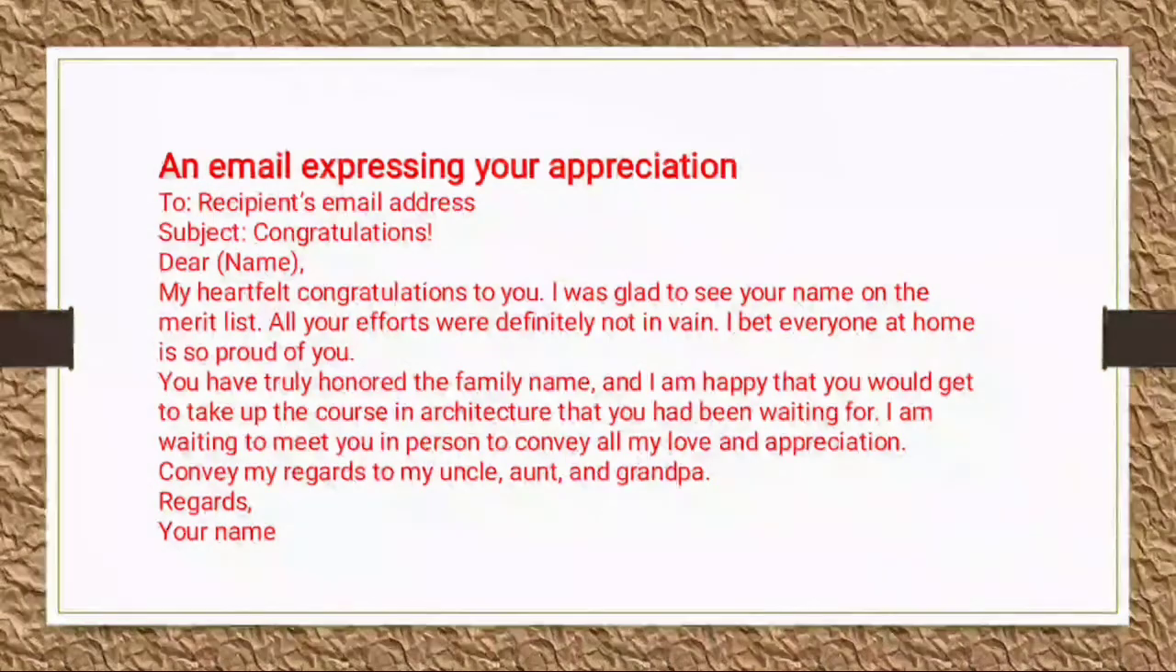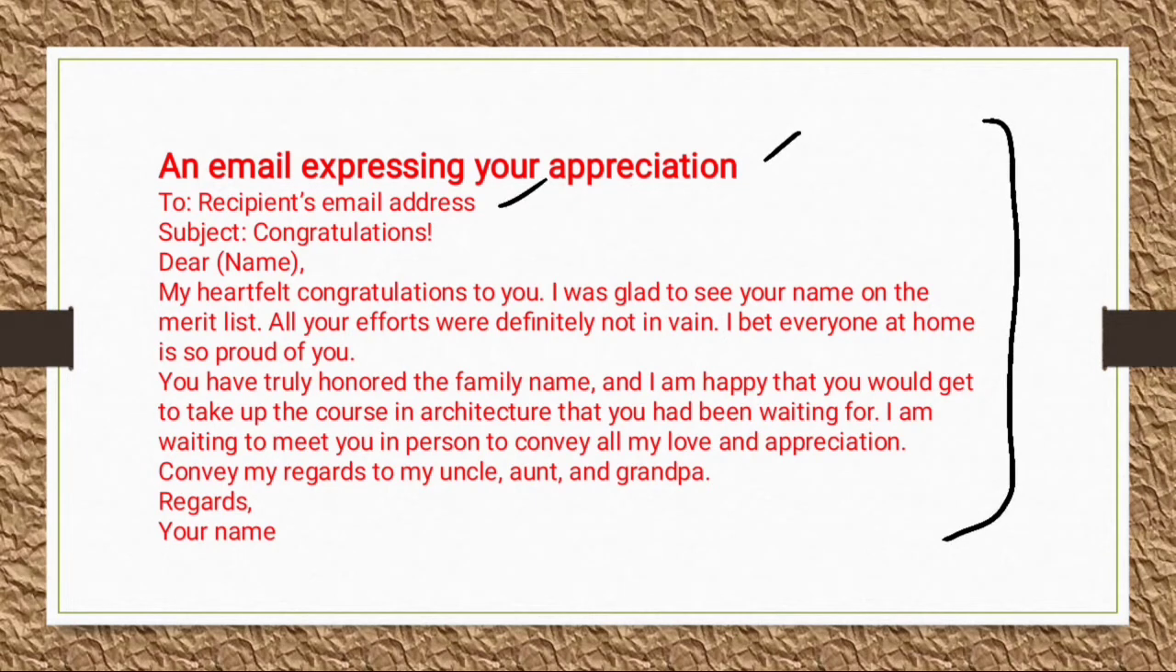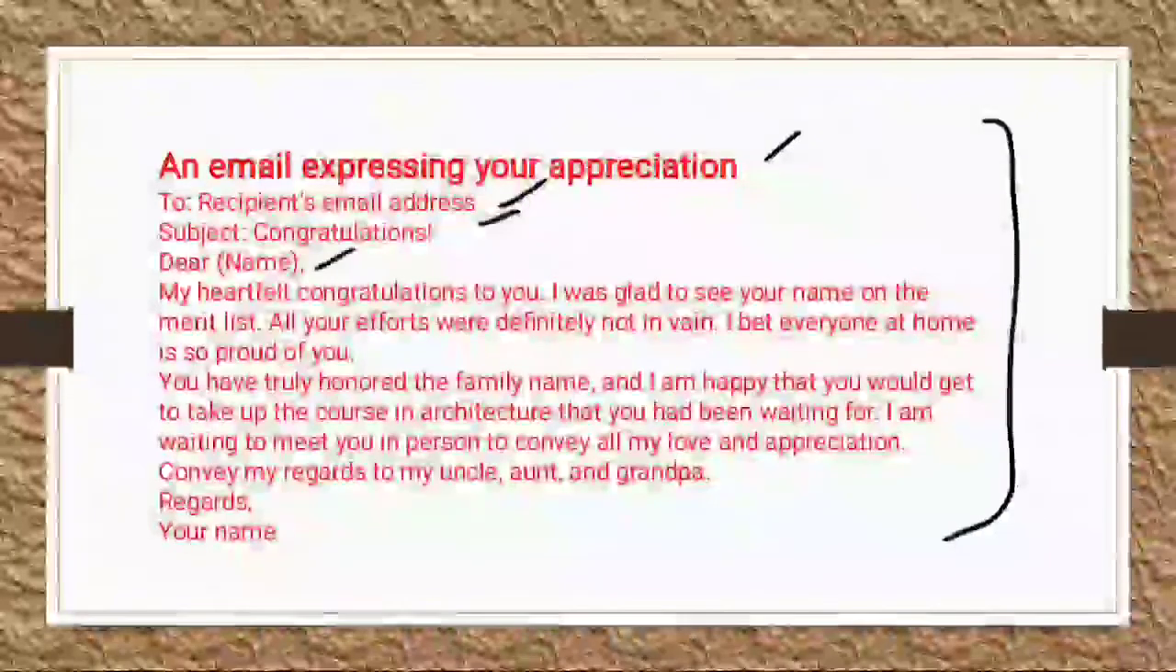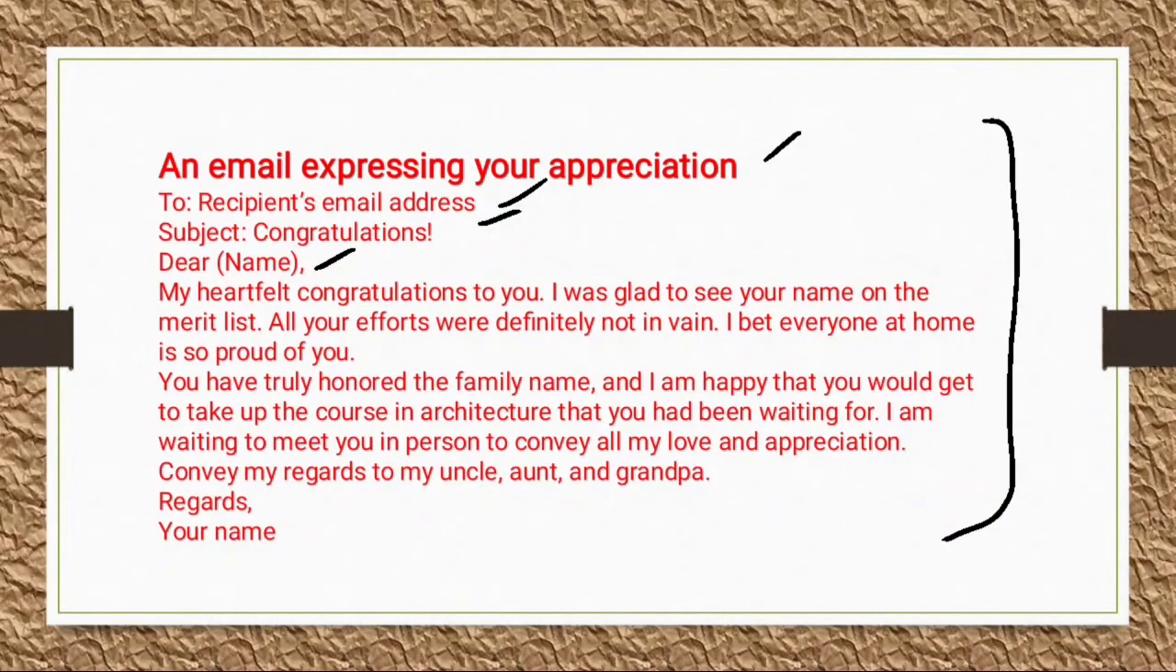Now here are a few examples of email writing. The first one is an email expressing your appreciation. You can see that first they have written the recipient's email address here. Then the subject, congratulations. The subject can be anything, but here he is going to appreciate someone, so that's why he has written congratulations in the subject. Then write your name here. Then the opening lines, the body, and at the last, the ending is regards and your name.